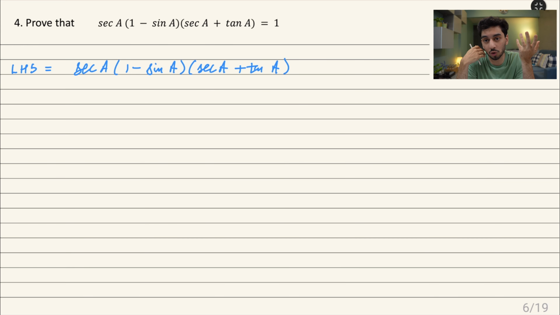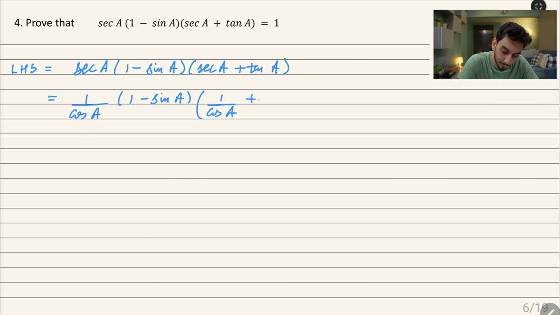No, there are no powers, no algebraic identities. Can I solve any fractions? No, we do not have any fractions, which means we have to follow the last step, which is convert everything to sine and cos. So this thing becomes 1 upon cos a times 1 minus sine a, and the sec a can again be written as 1 upon cos a plus the tan a can be written as sine a upon cos a. Okay, so this thing is 1 upon cos a into 1 minus sine a.